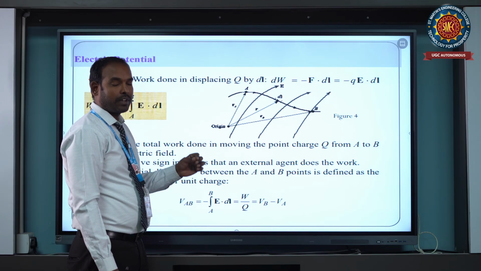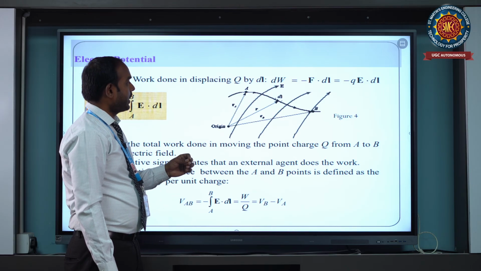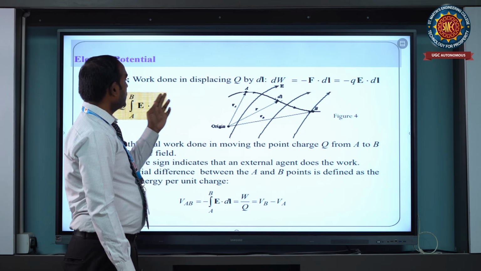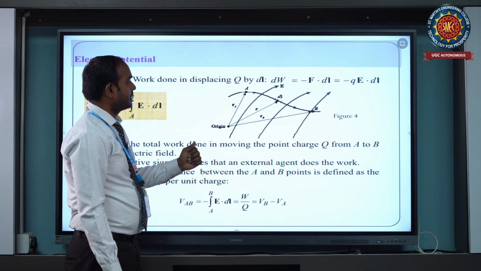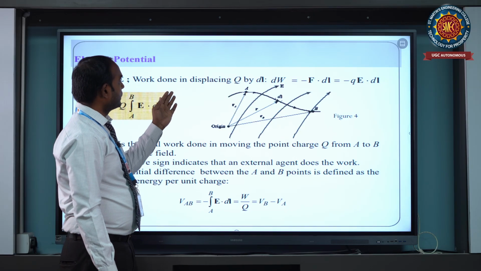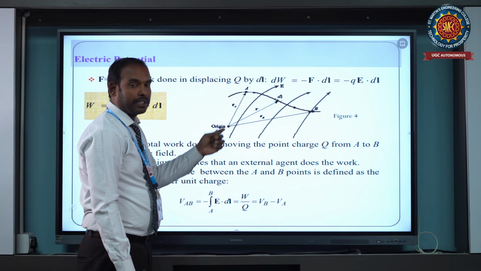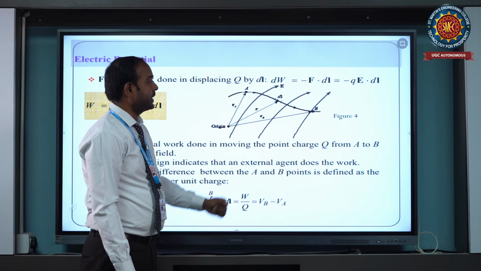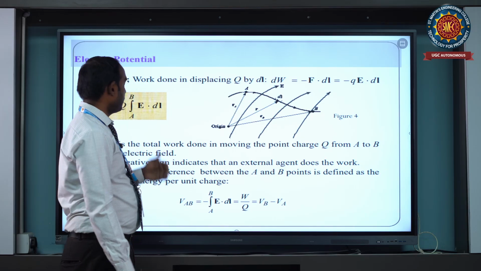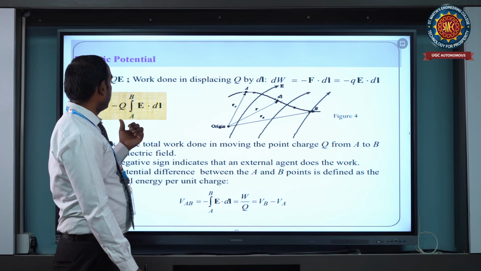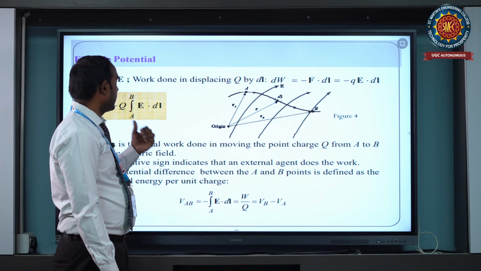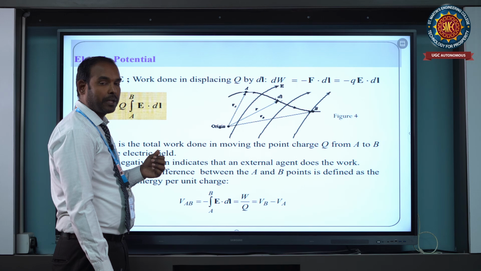There is some work that has to be done. As per Newton's law, the force exerted is Q times E. The work done in displacing the charge by elemental displacement dl is dW equals minus F bar dot dl bar. So the total work done by the field, we can write, W is equal to minus Q times the line integral from A to B of E bar dot dl bar.